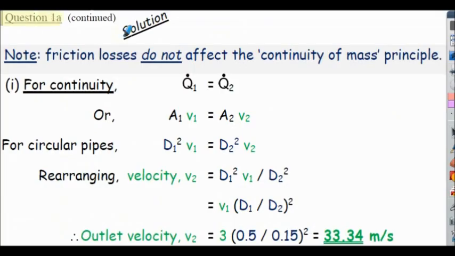And question 1A solution continued. Here's our continuity equation, Q dot 1 equals Q dot 2. As we have circular pipes, we can commence from this equation, derived on our previous slide. We're rearranging for velocity V2, and V2 is calculated here.